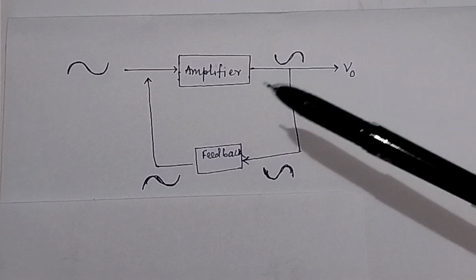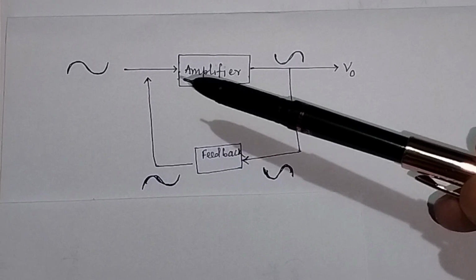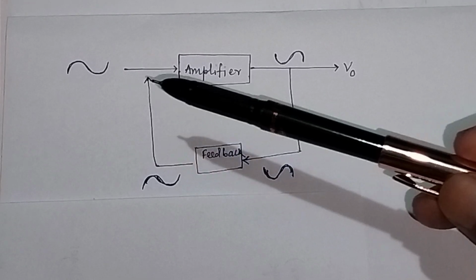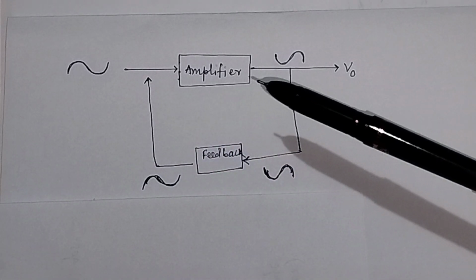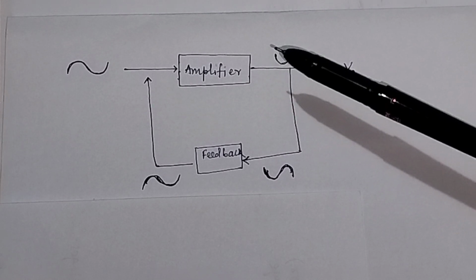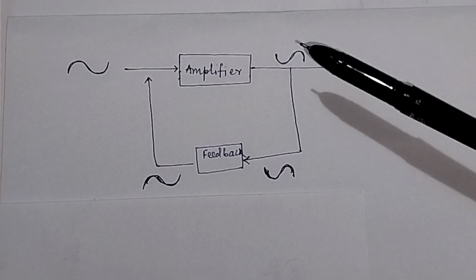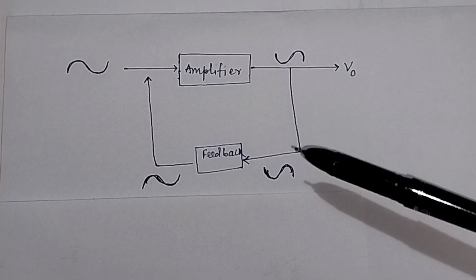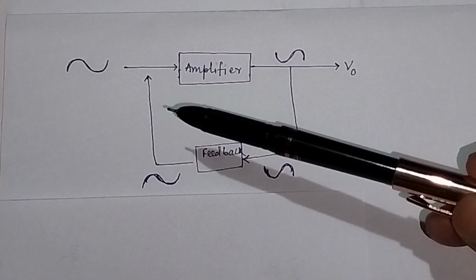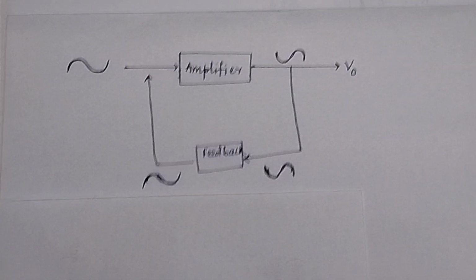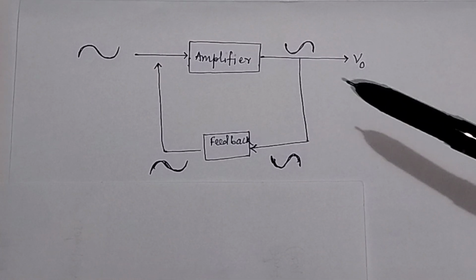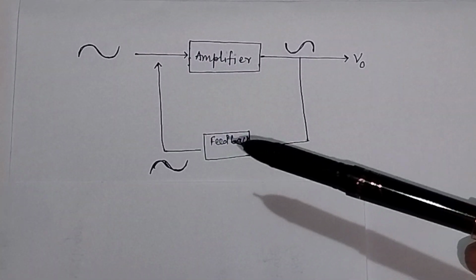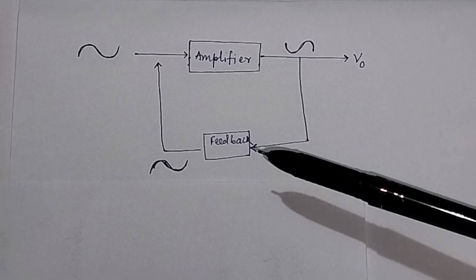Suppose this is an amplifier, and this is the input of the amplifier and this is the output of the amplifier. You give any signal to the input of the amplifier, and you will get in the output the amplified version of the signal. And if we take a portion of this amplified signal again to the input, then it is called feedback. That means we have returned a fraction of the signal again to the input by means of a circuit which is called feedback circuit.